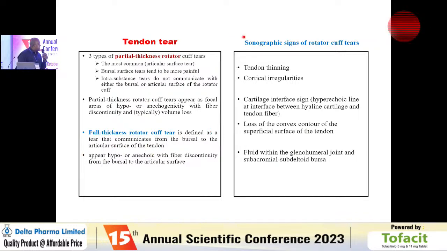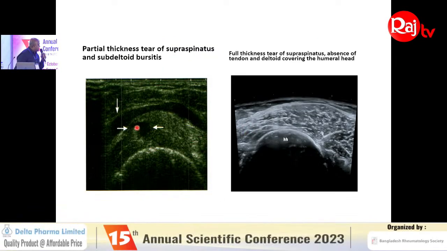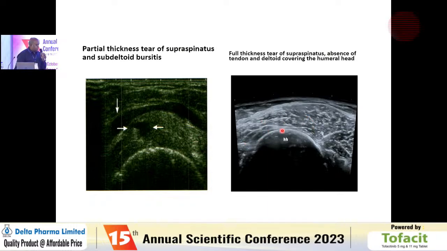These are the indirect signs of rotator cuff tear: tendon thinning, cortical irregularities, cartilage interface sign, loss of the convex contour of the superficial surface of the tendon, and fluid may be present in the glenohumeral joint. Here you can see a partial thickness tear, a tear in the bursal surface. In this case, above the humeral head there is only deltoid muscle. The supraspinatus muscle is completely torn, so the deltoid comes over the humeral head.